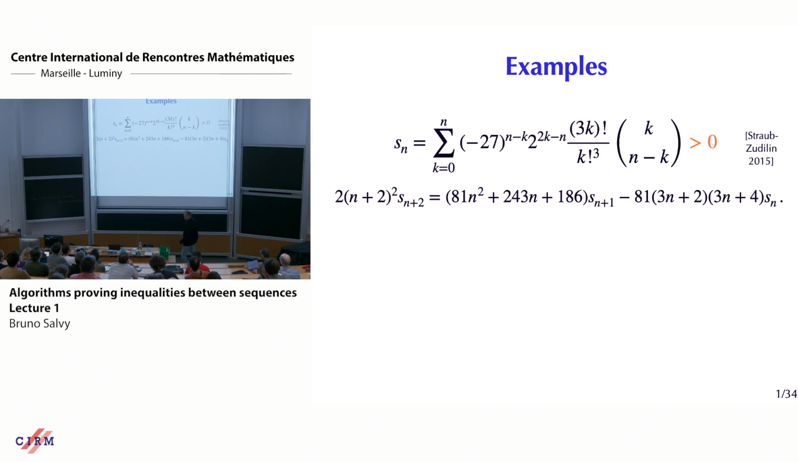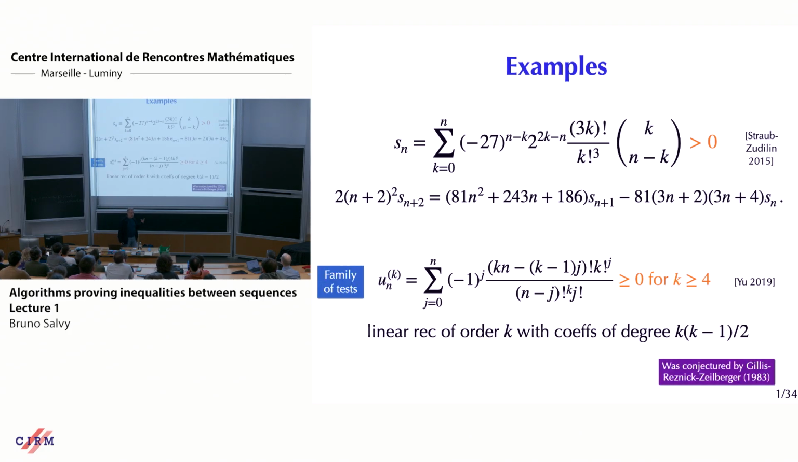So, I was warned you're missing only the border of a 2, so it's a 2. It's not so important. So this sum doesn't look positive at first glance because there's this (-1) to the (-27) to the n minus k, so the terms oscillate, so it's not completely obvious that it's going to be positive, but it's been proved positive by Straub and Zudilin about 10 years ago. And it turns out that this sequence satisfies a nice recurrence, and that will be our starting point.